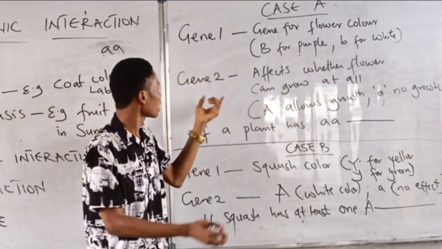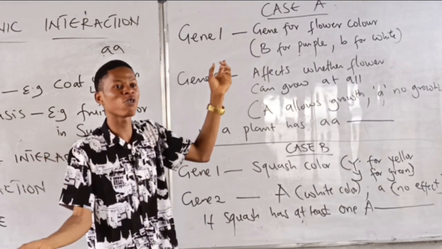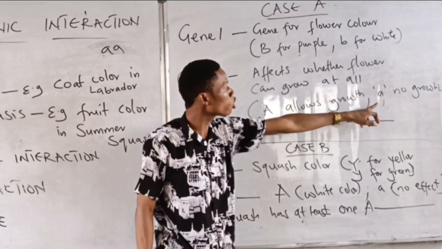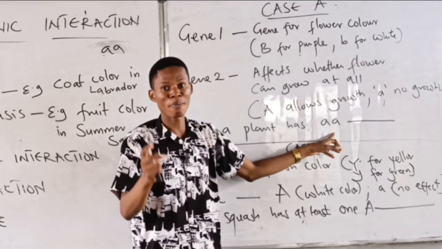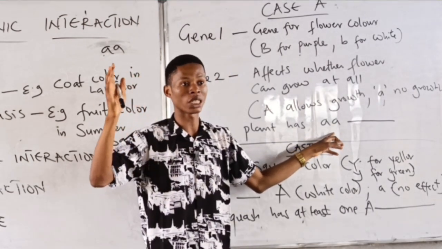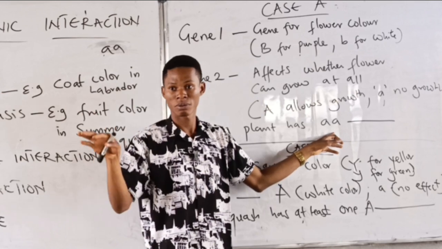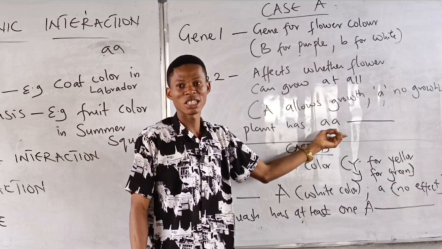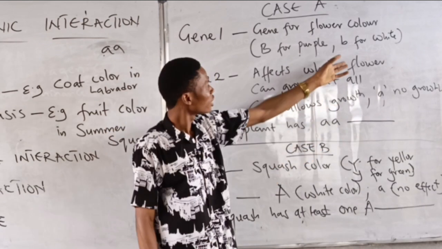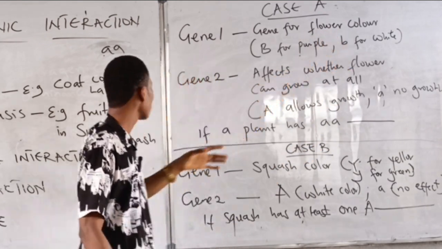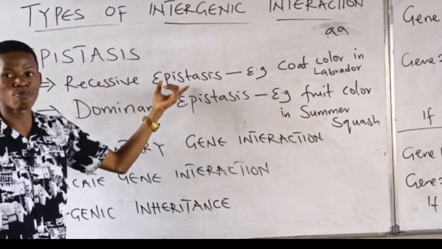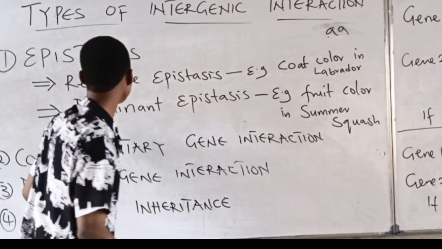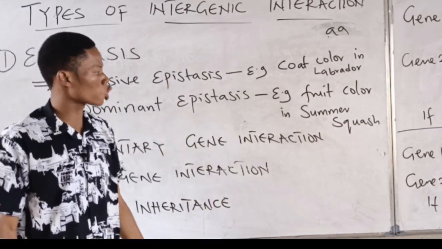So now in this case, a gene from somewhere else is influencing the gene from another place. Is this dominant or recessive? Recessive. Remember, dominant genes are always written in capitals, right? Yes. While recessive, small letters. Now this recessive gene is masking dominant genes. So in this case, we call it recessive epistasis. Do you understand?